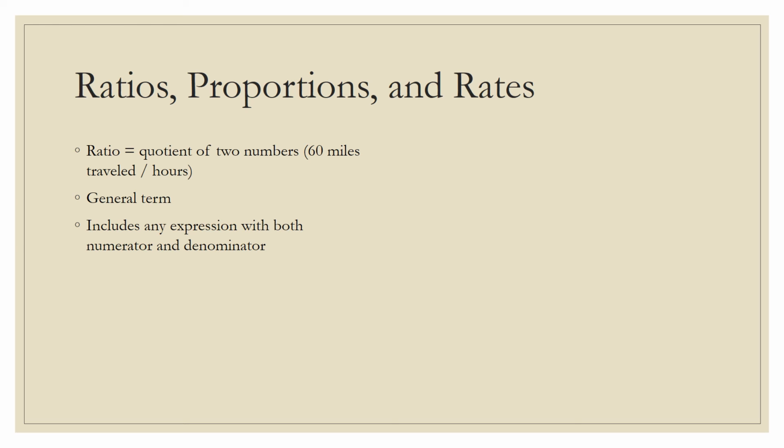A ratio is very simply just a quotient of any two numbers, so one number divided by another. An example of this would be 60 miles traveled per hour, or divided by an hour. That's a ratio. It's a very general term. It basically just includes any numeric expression that has a numerator and a denominator, so any fraction is a ratio.